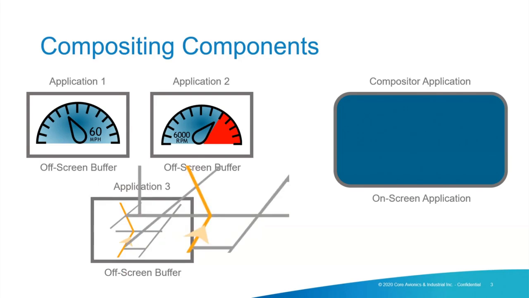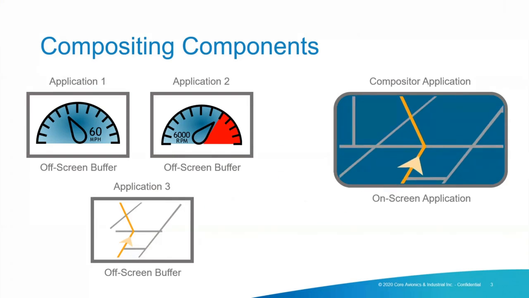Then the compositor application will come along and take the GPS navigation map and place it on the final screen. It'll take the speedometer and composite it on top of that, and lastly, it will take the tachometer and composite that as well. You'll be left with the final composited vehicle dashboard on the right. So when we're talking about compositing components, this is what we're focusing on: breaking the graphical elements of your project into individual applications that are responsible for rendering individual components, and then taking those components and combining them in a bigger application.